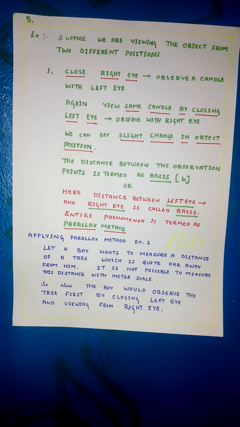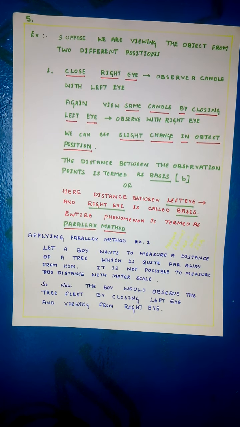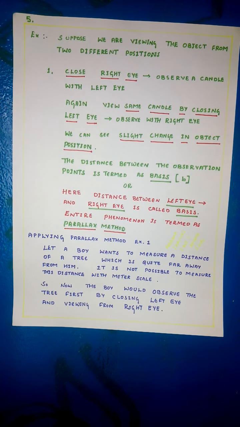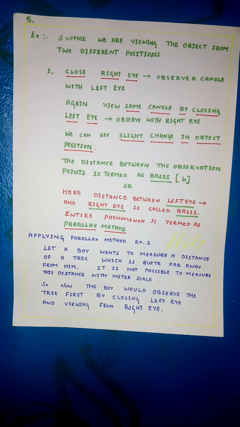The distance between the observation points is termed as basis, denoted with B. Here, the distance between the left eye and the right eye is called the basis. The entire phenomenon is termed as the parallax method. So you can apply this parallax method for anything.